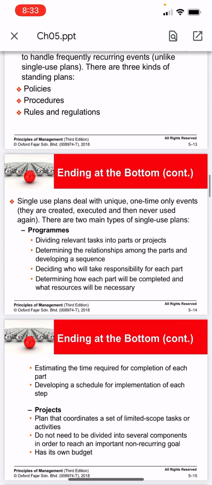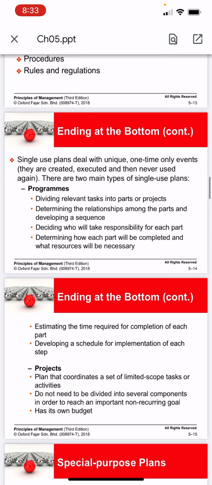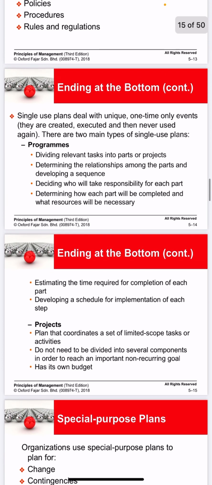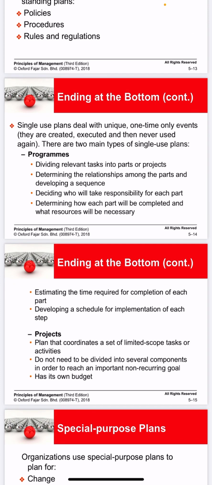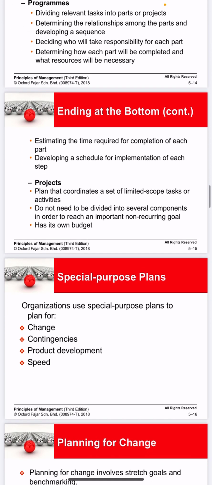Next is the single use plan. Single use plans are one time only events. They are created, executed and they are never used again. For example, projects. We only develop one program. For example, Program Anak Angkat, Program Destiny Anak Bangsa. So the programs are only developed once and never will be used again. Okay, so next is special purpose plans.